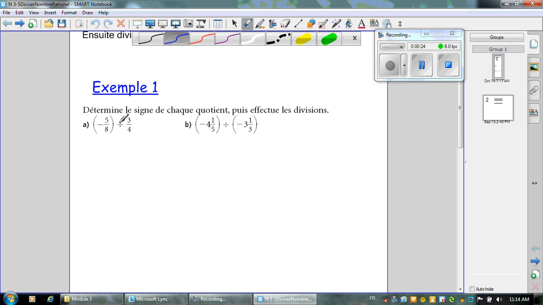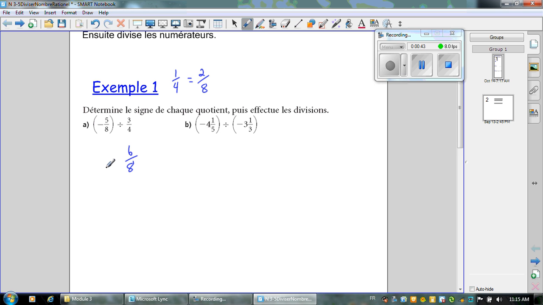For the first example, we have eighths and fourths. I can easily change quarters into eighths because I know that a quarter of 8 is 2, so 1/4 is 2/8. I have 3/4, and 3/4 of 8 is 6, so 6/8. So I have 5/8 divided by 6/8. All I need to do now is divide the numerators together.